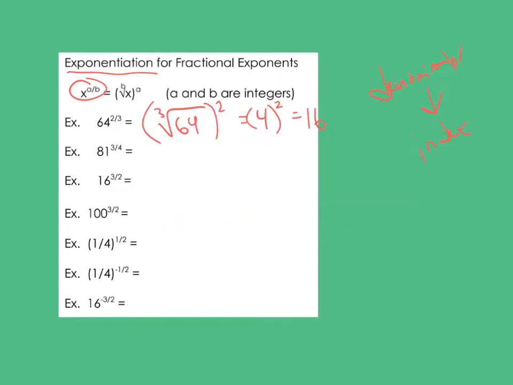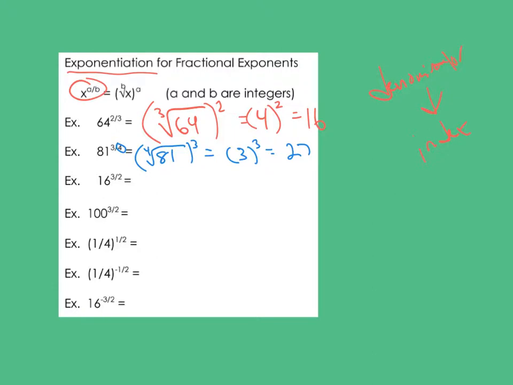So we have 81 to the 3/4 power, okay? So we're going to say that's 81. 4 is my index, and we're going to raise all of that to the 3rd power. Now the 4th root of 81 is 3. Raised to the 3rd power is going to be 27. Okay, let's keep going.